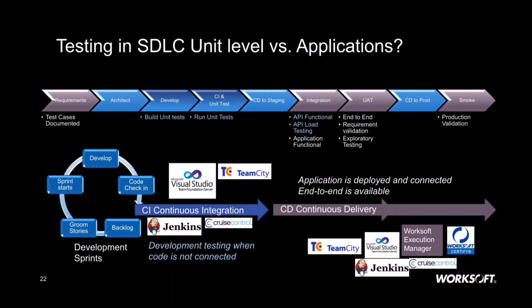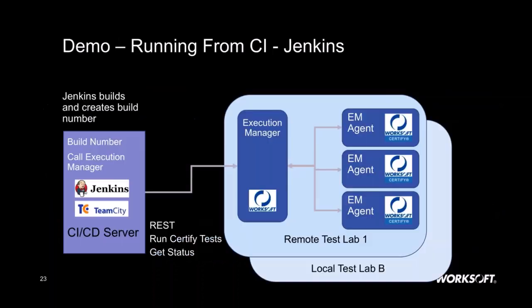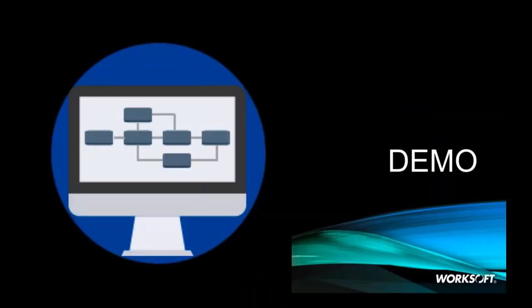So the idea is I've got a pipeline, Jenkins, TeamCity, Cruise Control, something, TFS, orchestrating, and we need to be a good participant and go run the certified processes for them. So the way I see it is you've got a build happening, so the build number, we call the Execution Manager, it makes a REST call over, whether it's a remote test lab at Amazon or Azure, or you've got local test lab B running. We'll kick off the test through our agent, we'll make sure we're logged in, and give you a valid test.